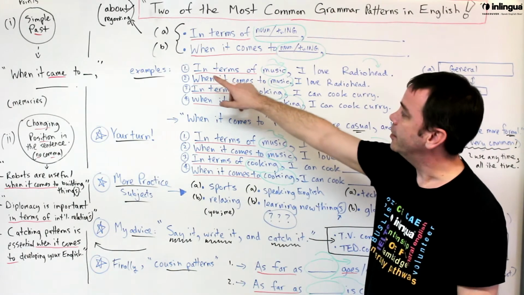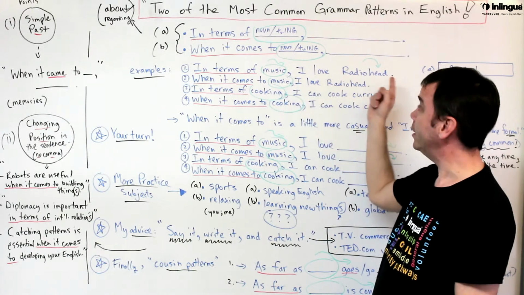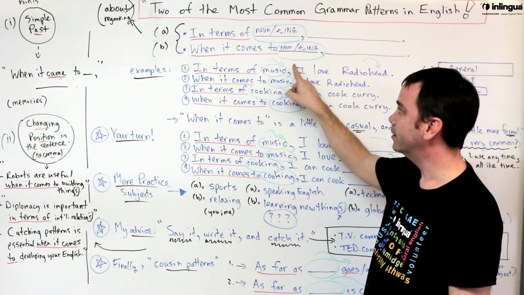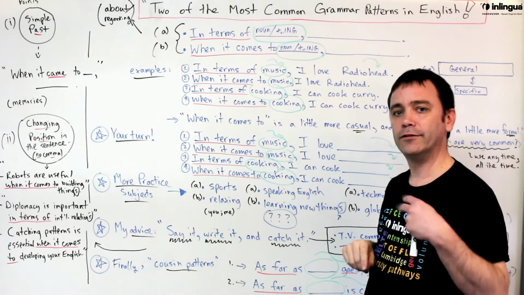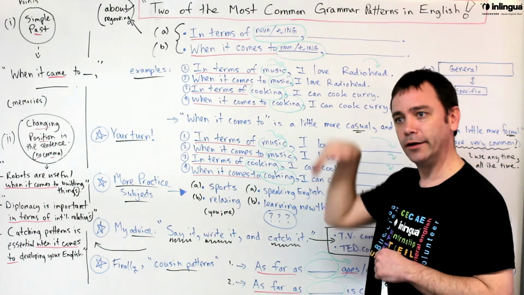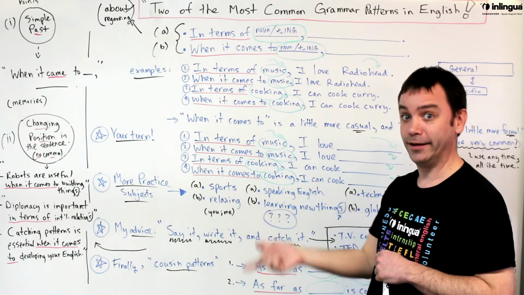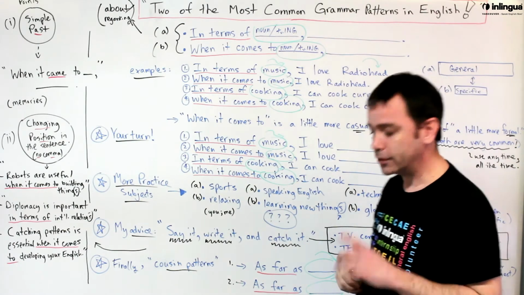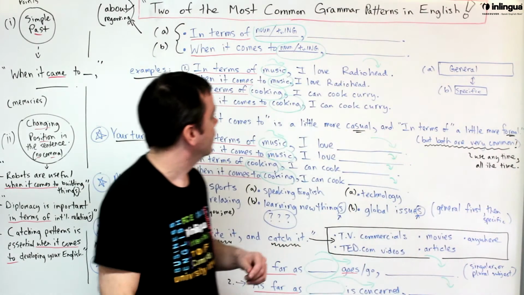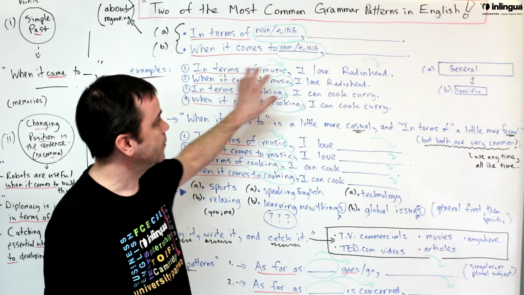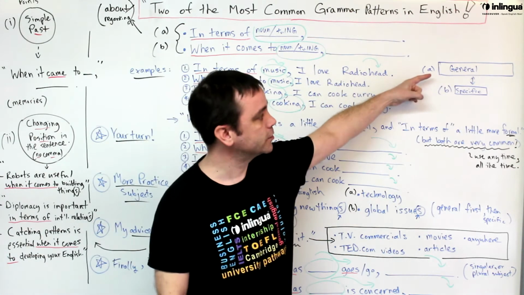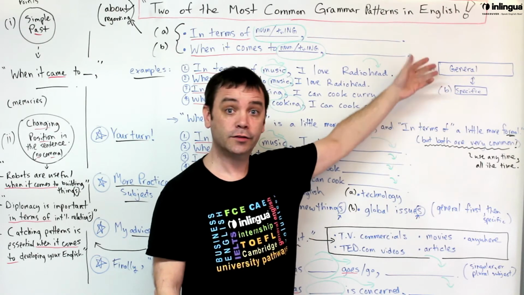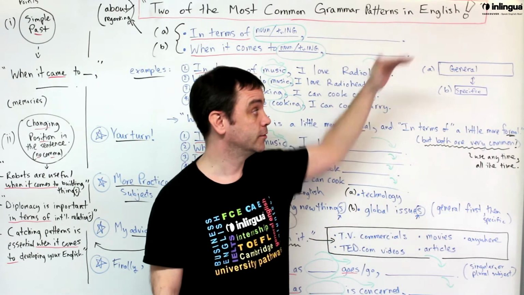Look at this. In terms of music, I love Radiohead. Now look at this intonation. In terms of music, I love Radiohead. Try it with me. In terms of music, I like Radiohead. This intonation is very interesting. Now, there's another thing. This is general, and this is specific. So we talk about something in a general way. In terms of music, I like Radiohead. So this is a way to move from general to specific.